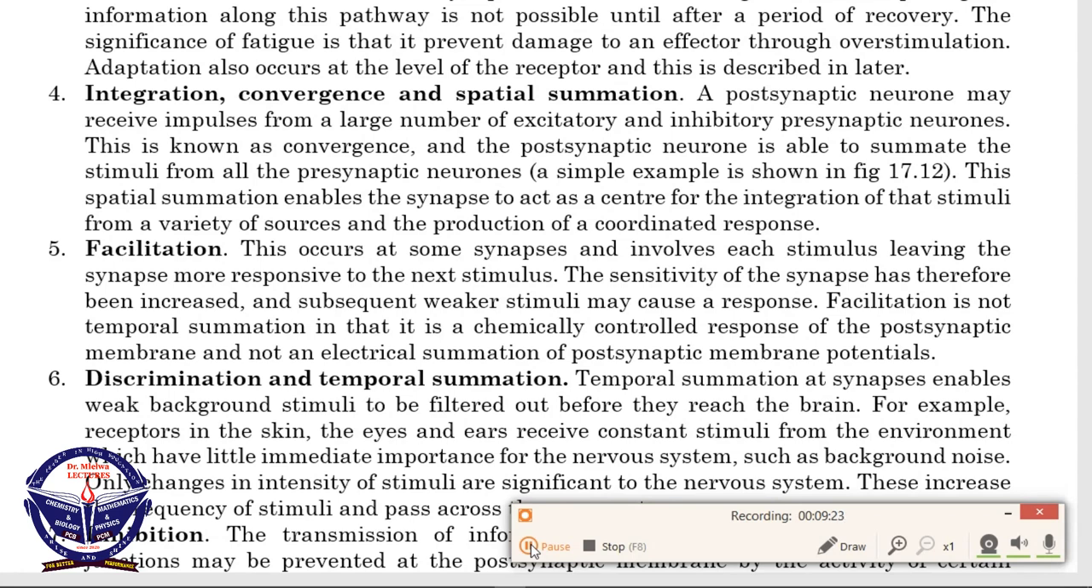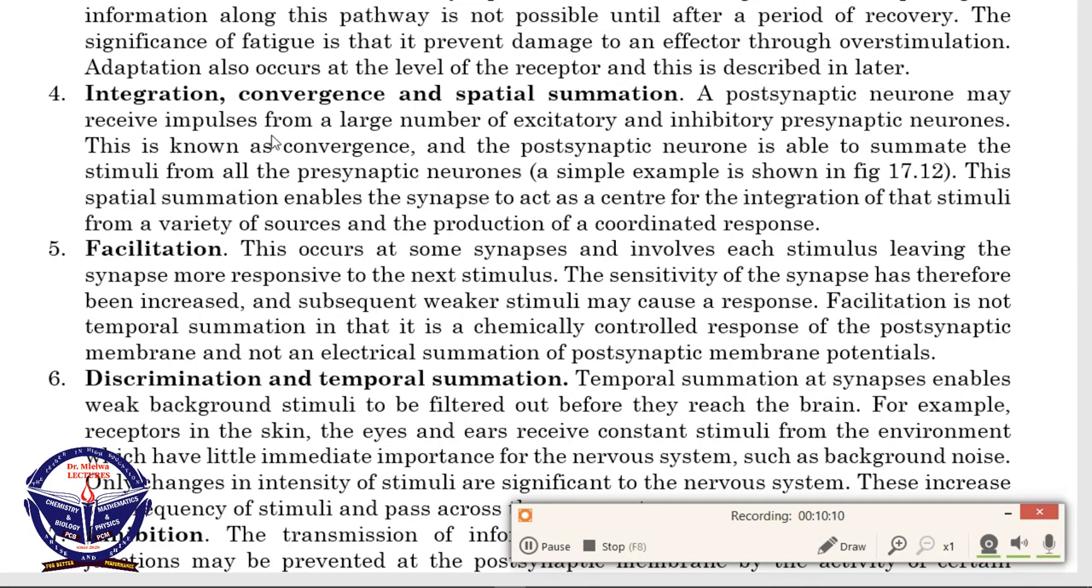Function nne ni integration, convergence and spatial summation. Tunavyoziangalia hizi vitu vitatu, ni kama they are just correlating to each other, na ndio maana tumeziweka kwenye single point here. Integration kama ambavyo wengi mnaweza kuwa mmesoma kwenye BAM au kokote kule, lakini I know mostly ni kwenye BAM. Integration ni ile namna ambayo you are combining many things, you are integrating them. So normally in integration, we are just adding up the sum of some of the numbers from this number to that number.